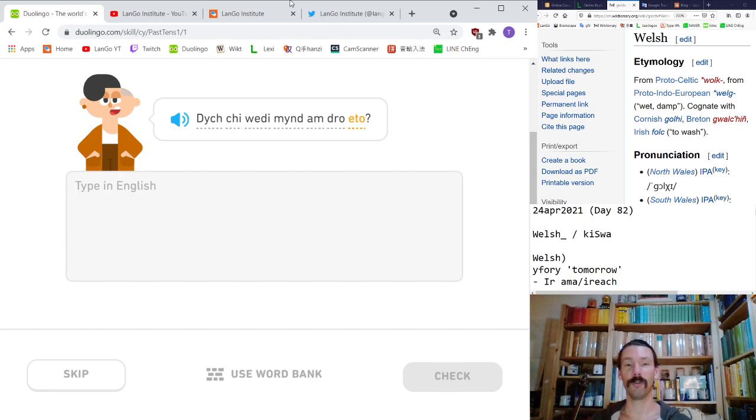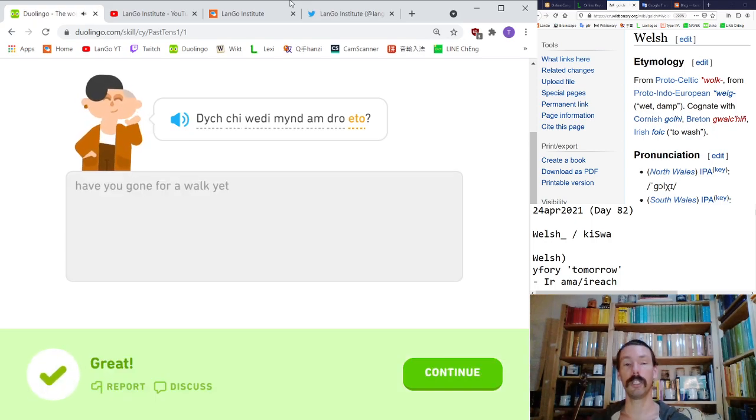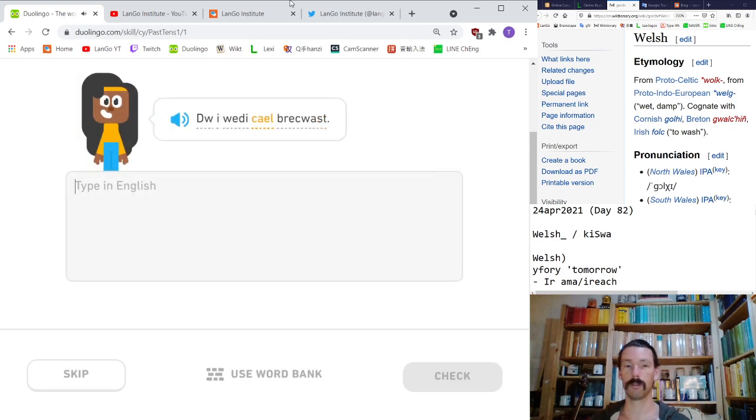Dych chi wedi mynd am dro eto? Have you gone for a walk again is what it means. Either again or yet. Dych chi wedi mynd am dro eto. Dwi wedi cael brecwast. I've had breakfast.